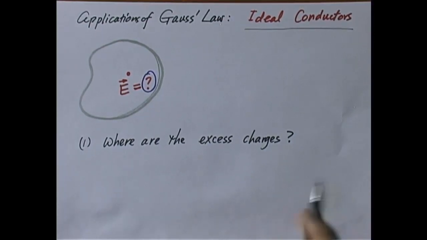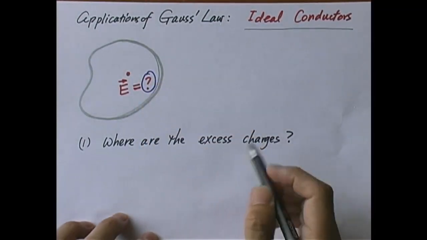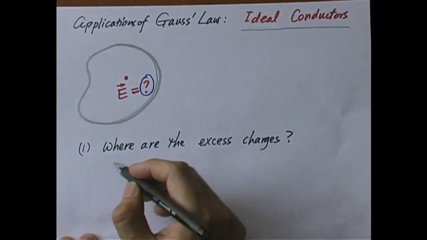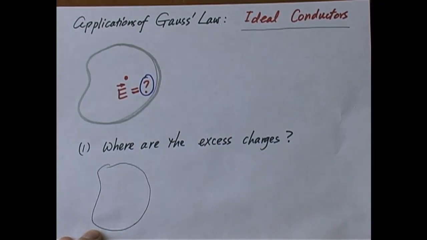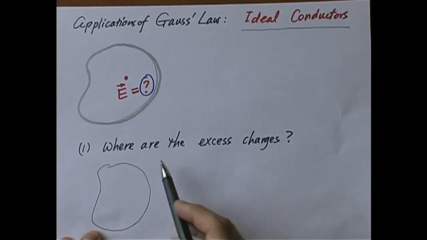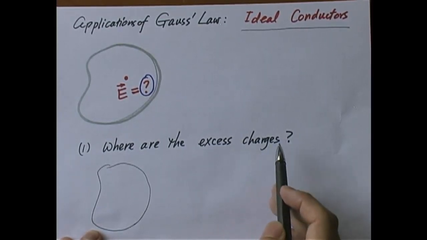First of all, an ideal conductor may or may not be charged. If it's not charged, we say it's charge neutral. In other words, the amount of positive charge cancels the amount of negative charge. But I can also put some charge on it. So here's an ideal conductor. I put some positive charge on it. So there is a certain amount of excess positive charge. My first question is, where is this excess charge located?